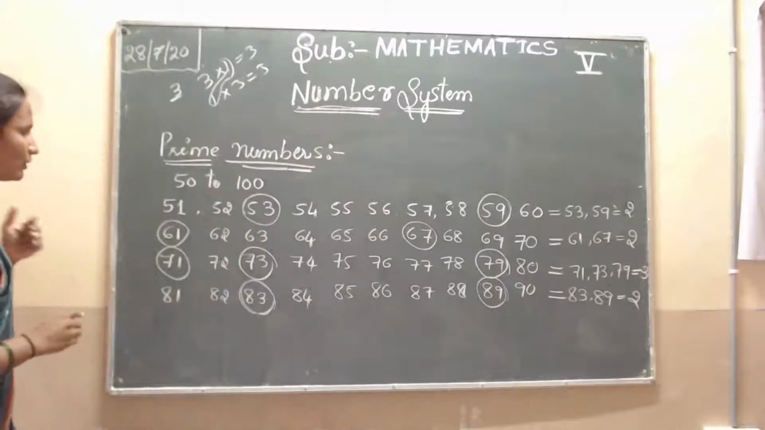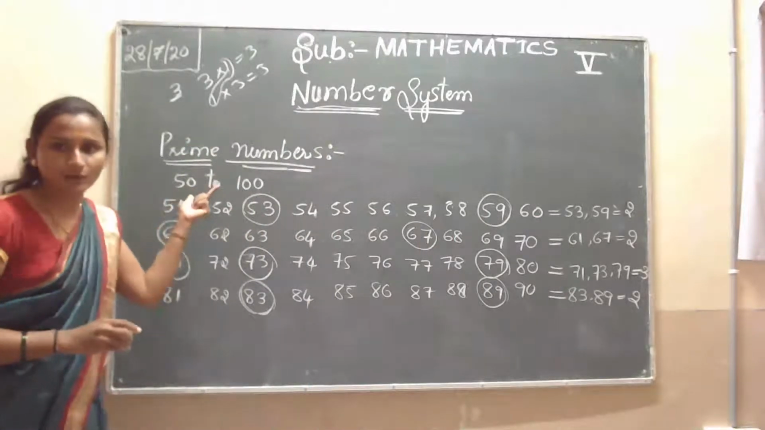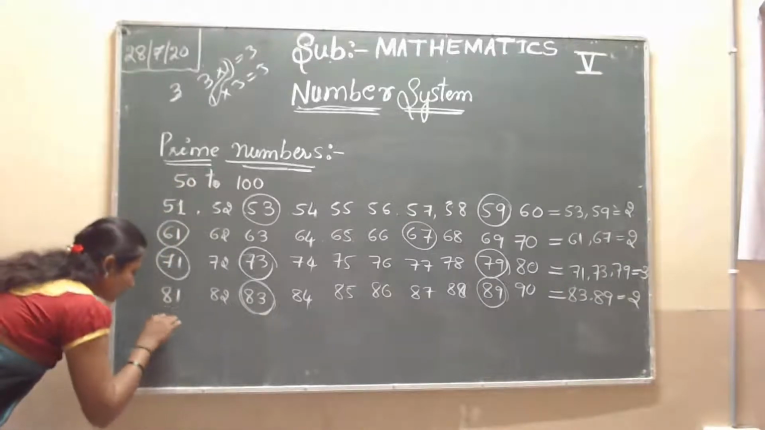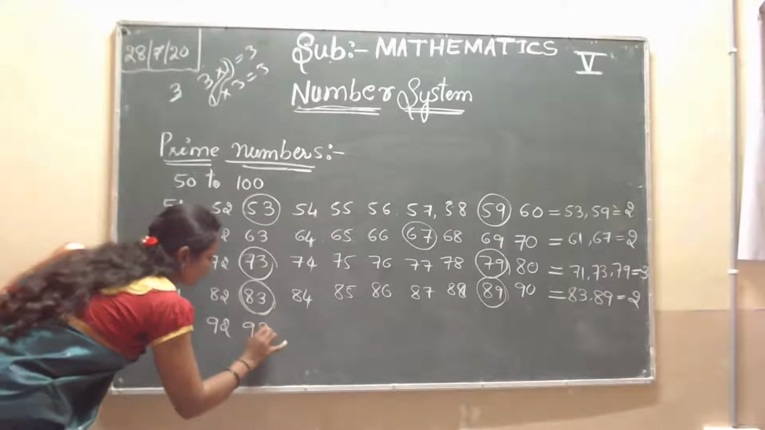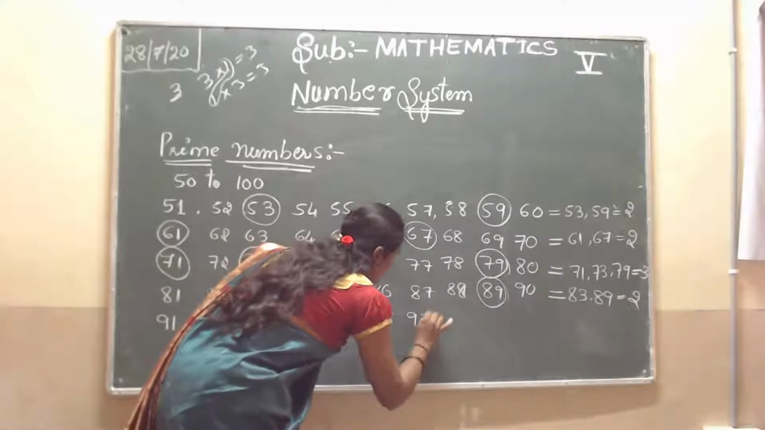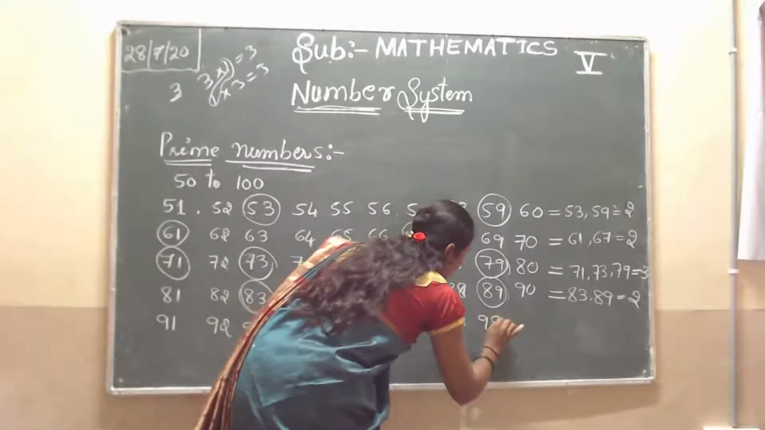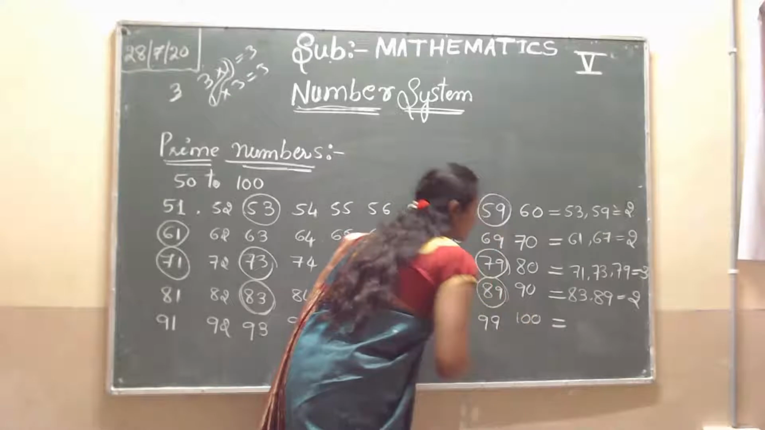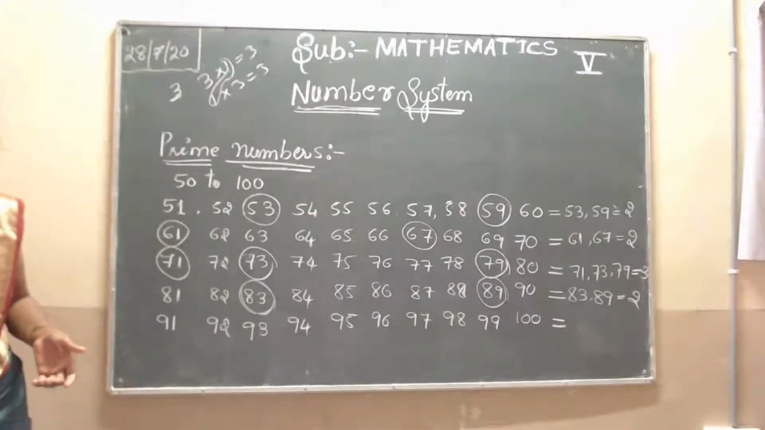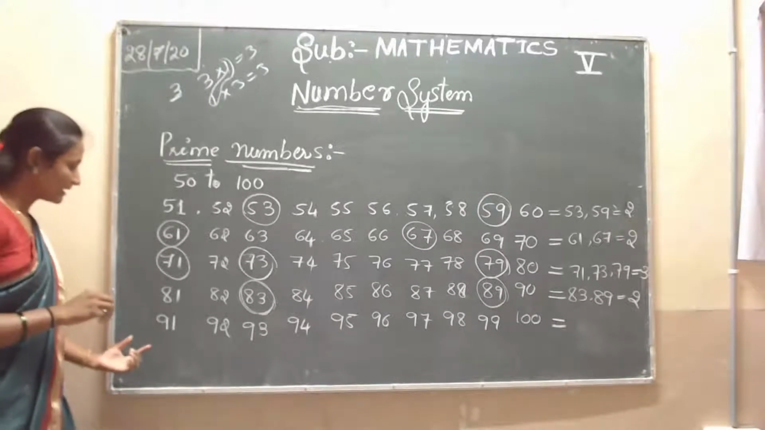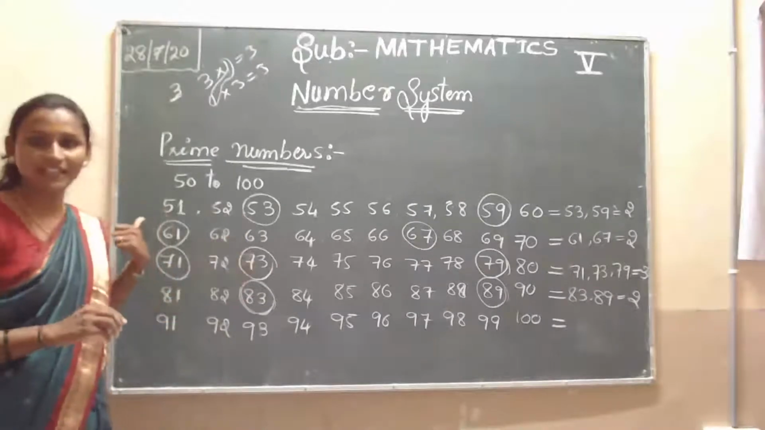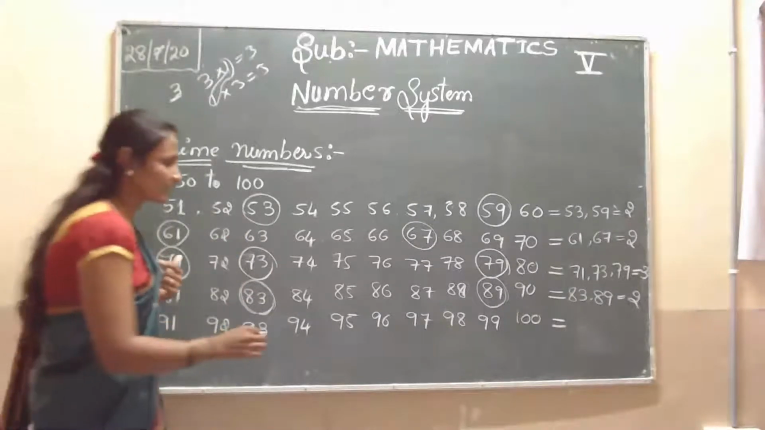In the last range, I will explain that now. 51 to 100. So now you write 91, 92, 93, 94, 95, 96, 97, 98, 99, 100. Yes, students, observe these numbers. 91 is not prime because it has a factor of 7. 92 not. Only one prime number between 91 and 100, that is 97.